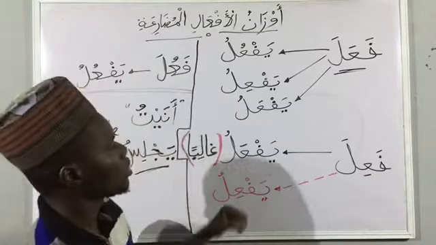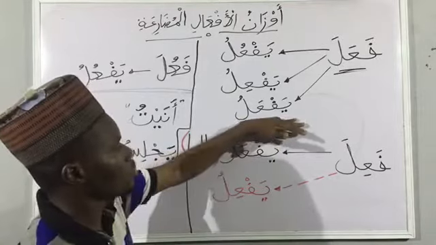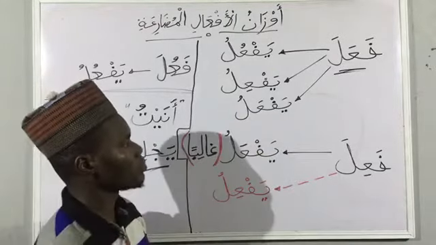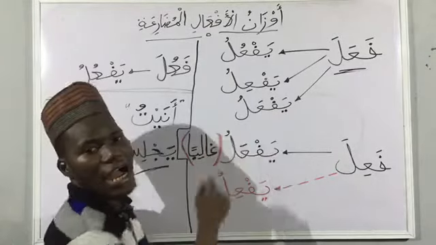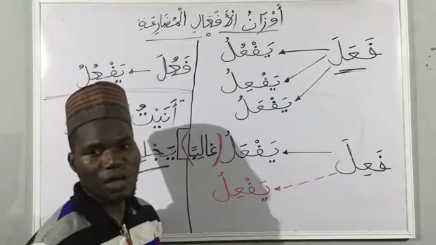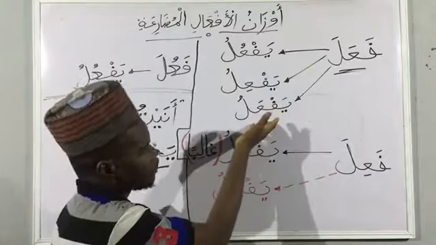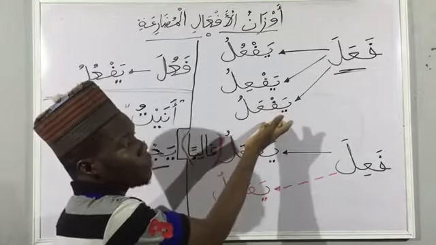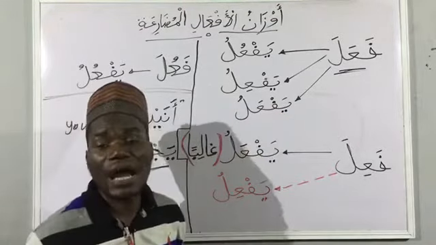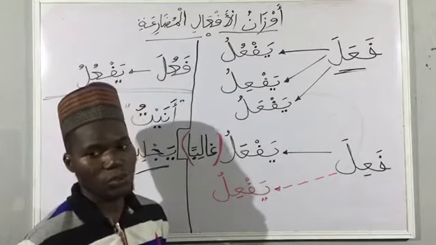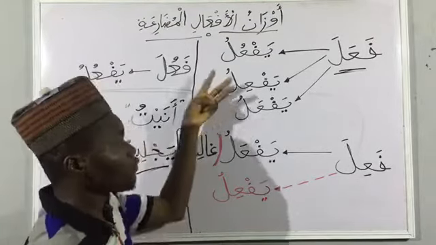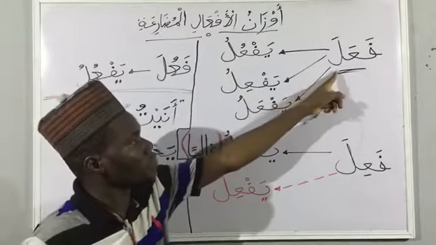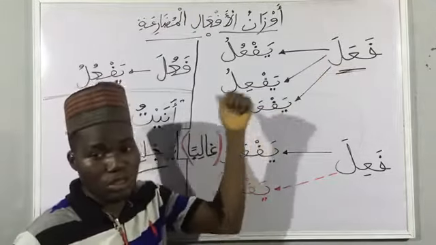So the last wazn for the mudari of fa'ala is what? Yef'ulu. So fa'ala, yef'ulu. So those are the three forms. Example of this is dhahaba, yadhhabu. So those are the three forms that we can transform fa'ala into in the Mudari state.